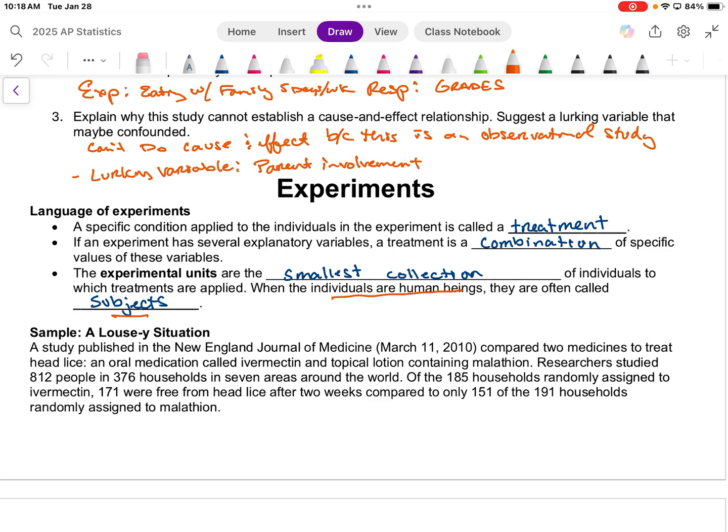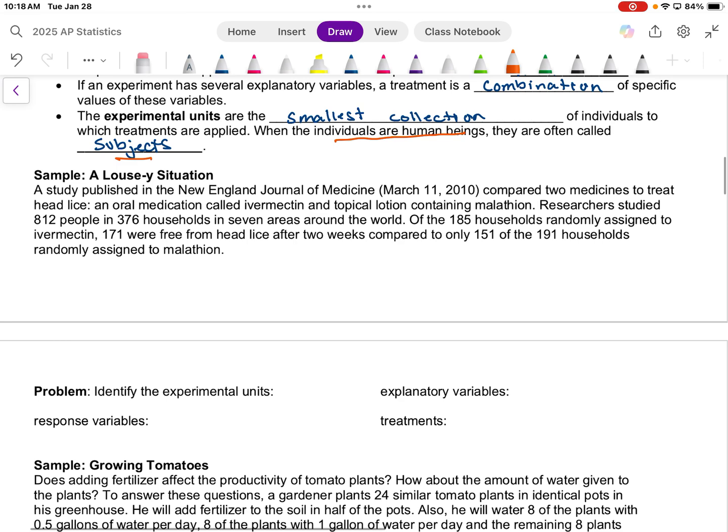So in this next problem, it kind of spans over two on the top page and the bottom here. A study published in New England Journal of Medicine in March of 2010 compared 2 medicines to treat head lice, an oral medication called ivermectin and a topical lotion called methylene. Researchers studied 812 people in 376 households in 7 areas around the world. Of the 185 households randomly assigned to ivermectin, 171 were free from head lice after 2 weeks, compared to 151 of the 191 households randomly assigned to the methylene.